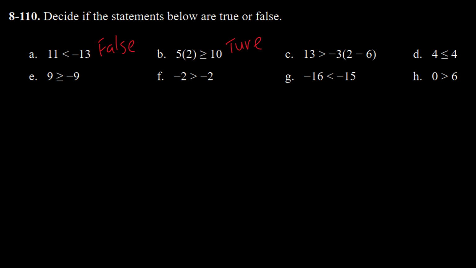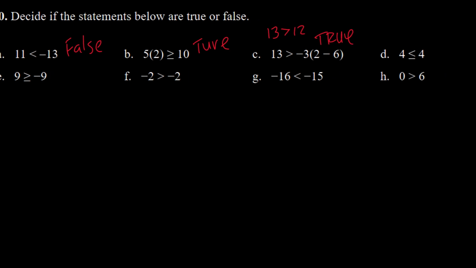The word or means, of course, only one of those conditions need to be true. So if 10 was greater than 10, it would be true, but that's not. But because 10 is equal to 10, it is true. On this next one here, we've got 2 minus 6. Uh-oh, that's negative 4 times negative 3 would be positive 12. So this is 13 is greater than 12. Well, 13 is most definitely greater than 12, so we'll say true. 4 is less than or equal to 4. Well, it's equal to it, so this is true.